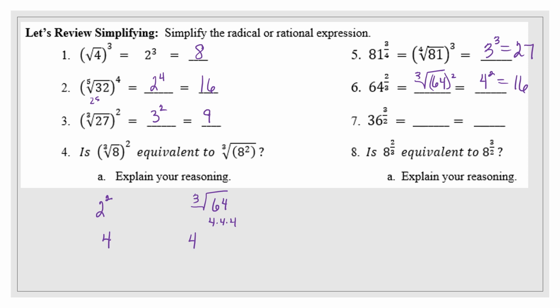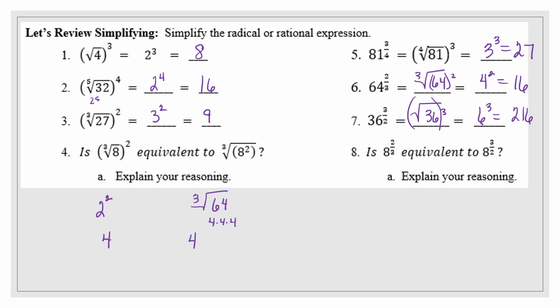Next example, 36 to the 3/2 would be the square root of 36 cubed. So in this case, I might want to put that one in parentheses and raise it to the power on the outside, because the square root of 36 is 6, and then I can raise 6 to the 3rd power. And so that would be 6 times 6 is 36, times another one would give you 216.